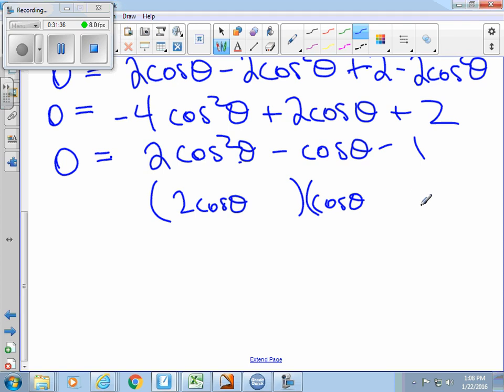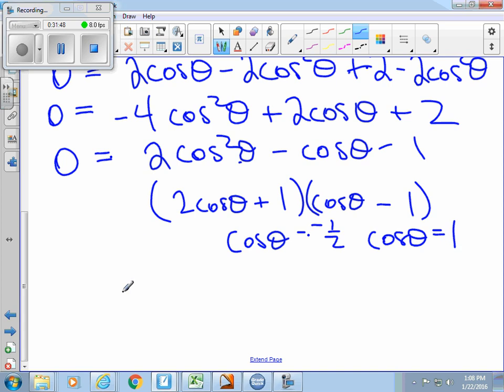Or 1 and 1. Minus plus. Cosine is negative 1/2. Cosine equals 1. So cosine is 1 at 0. That's why you're getting 0 as an answer. And when is cosine negative 1/2?